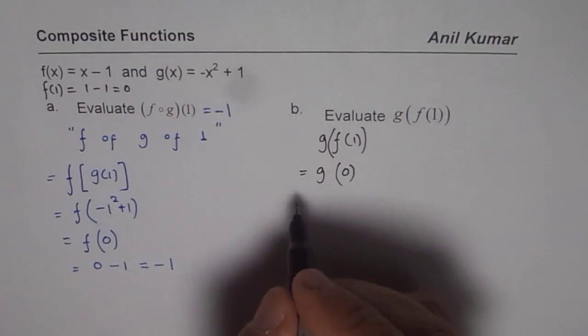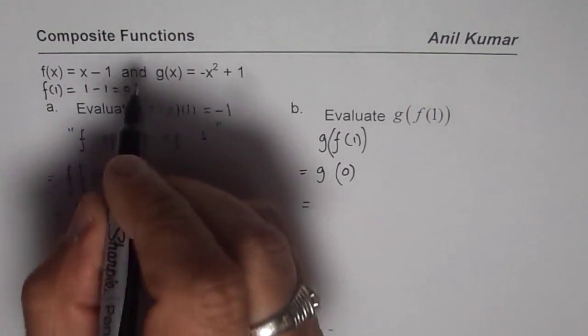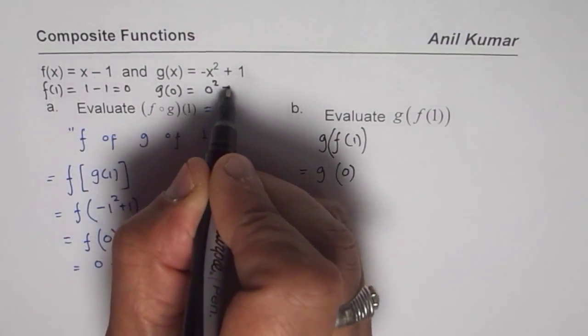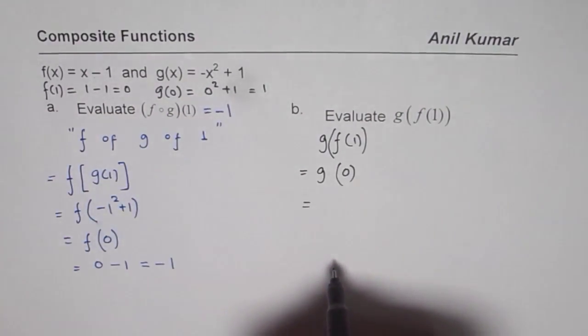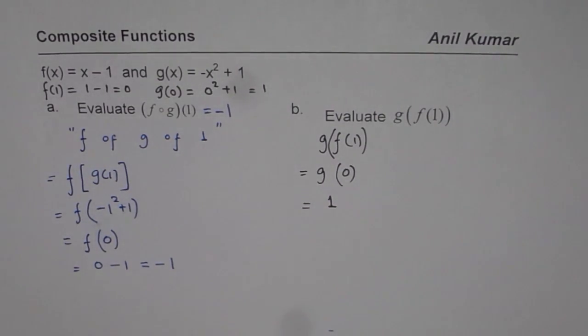Now what is g of 0? I have to substitute here, correct? So we can write g of 0 equals 0 squared plus 1, which is 1. Do you get the idea? So g of 0 is 1. So that is another way of evaluating the expression.